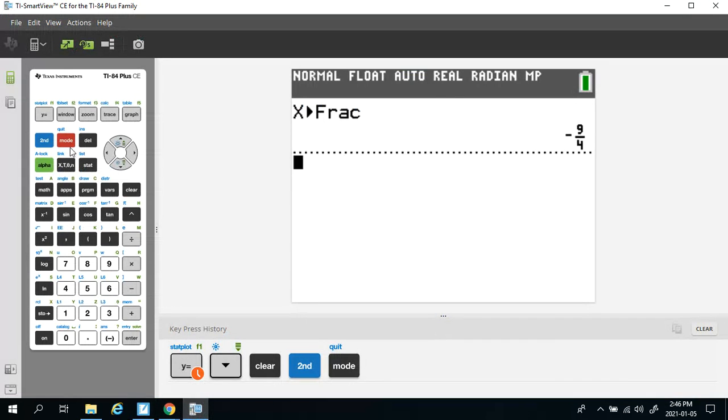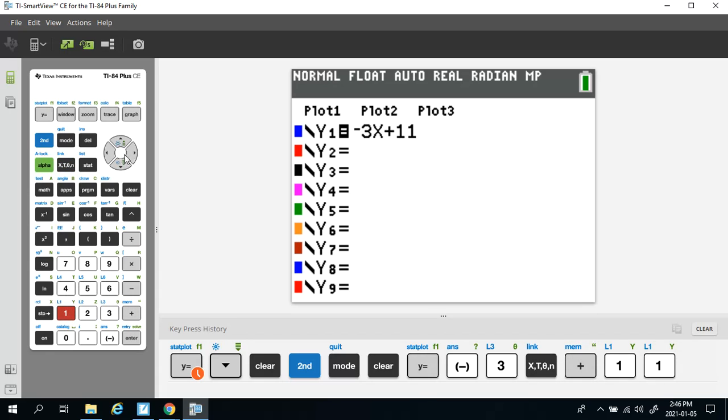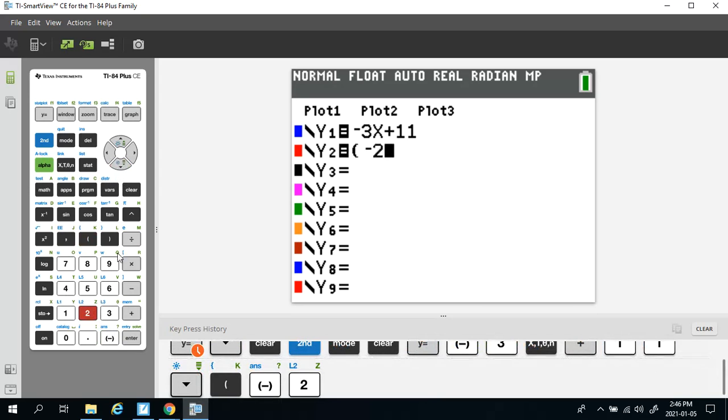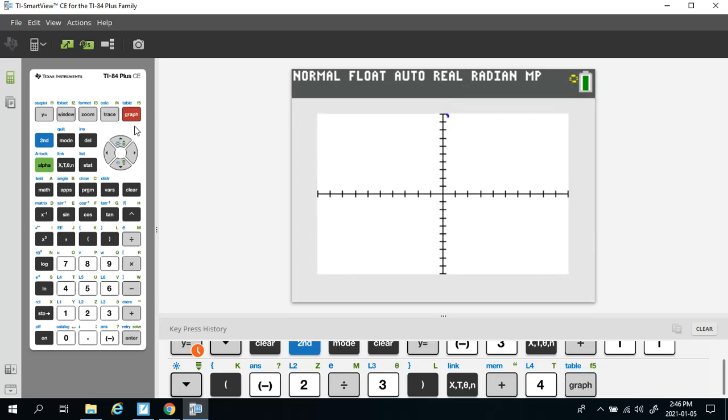Okay, now I'm going to show you what this looks like. So let's just clear this. Let's enter my equations in. So the first equation in y1, I'm going to enter negative 3x plus 11. And then in the second equation, I'm going to enter in brackets, negative 2 divided by 3x. And then I'm going to add 4. Okay, now let's graph this and see what happens. We might have to adjust the window settings.